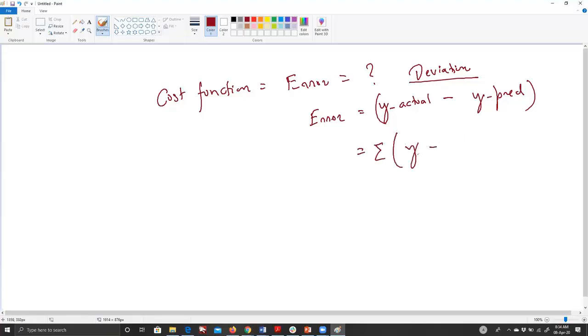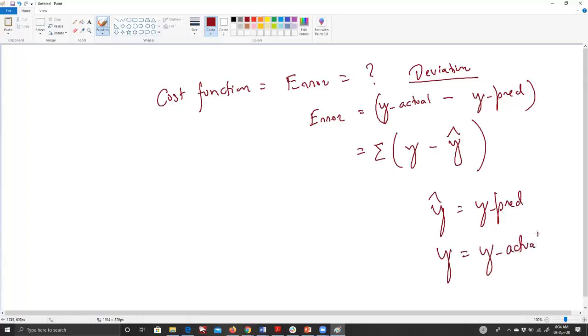From now onwards, y actual will be represented by y and y predicted will be represented by y hat. Remember this, y hat will be y pred. I will not write the whole thing again and again, and y will simply mean y actual. Got it?